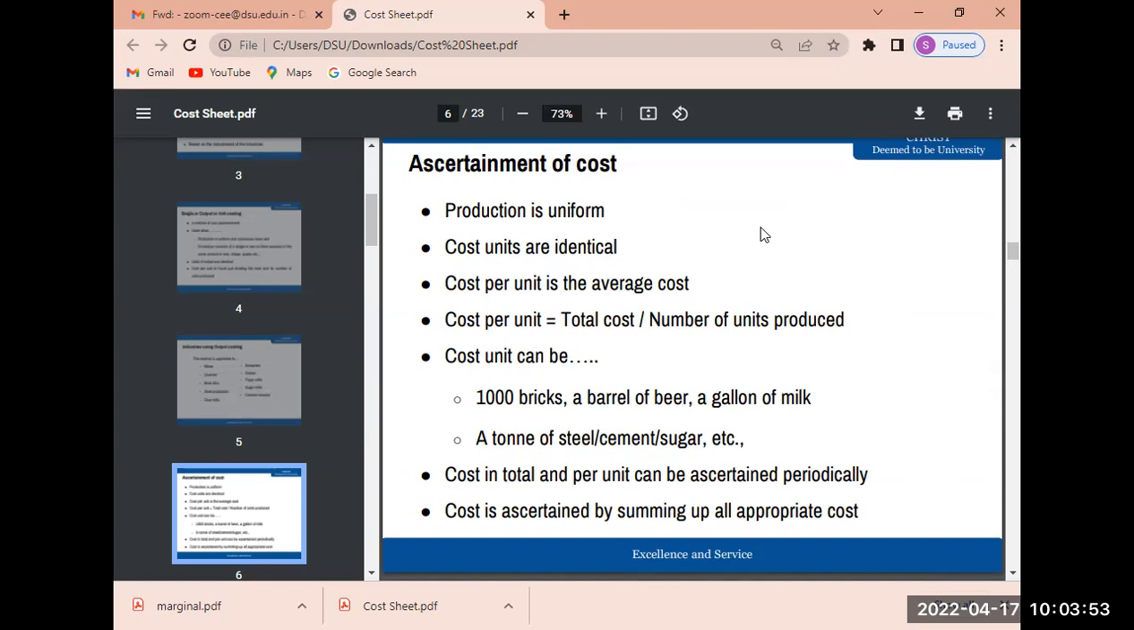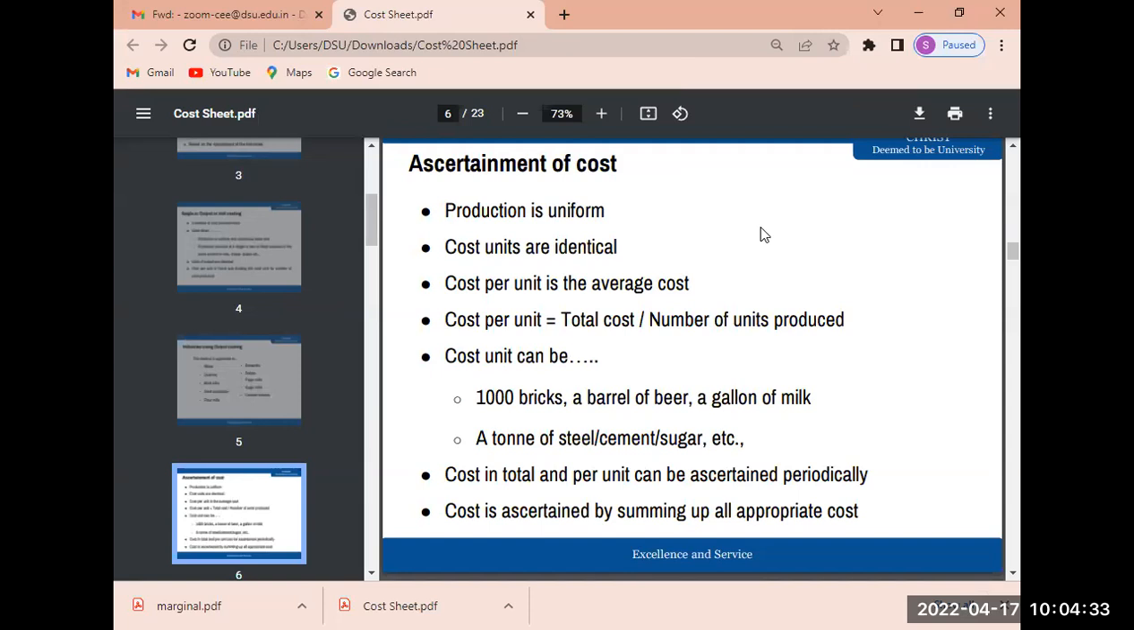Okay, so we have so many industries which have their own unit of measurement. Suppose the transport industry, how do you measure the unit? Kilometer per passenger or kilometer per ton, if it is a material. Okay, so like that we have units of measurement, right? So cost per unit is the average cost. How is it arrived? Total cost is divided by the number of units produced, and the cost unit can be bricks number. Okay, barrel of beer or oil, whatever it is. Then gallon of milk, a ton of steel or cement or sugar, etc.